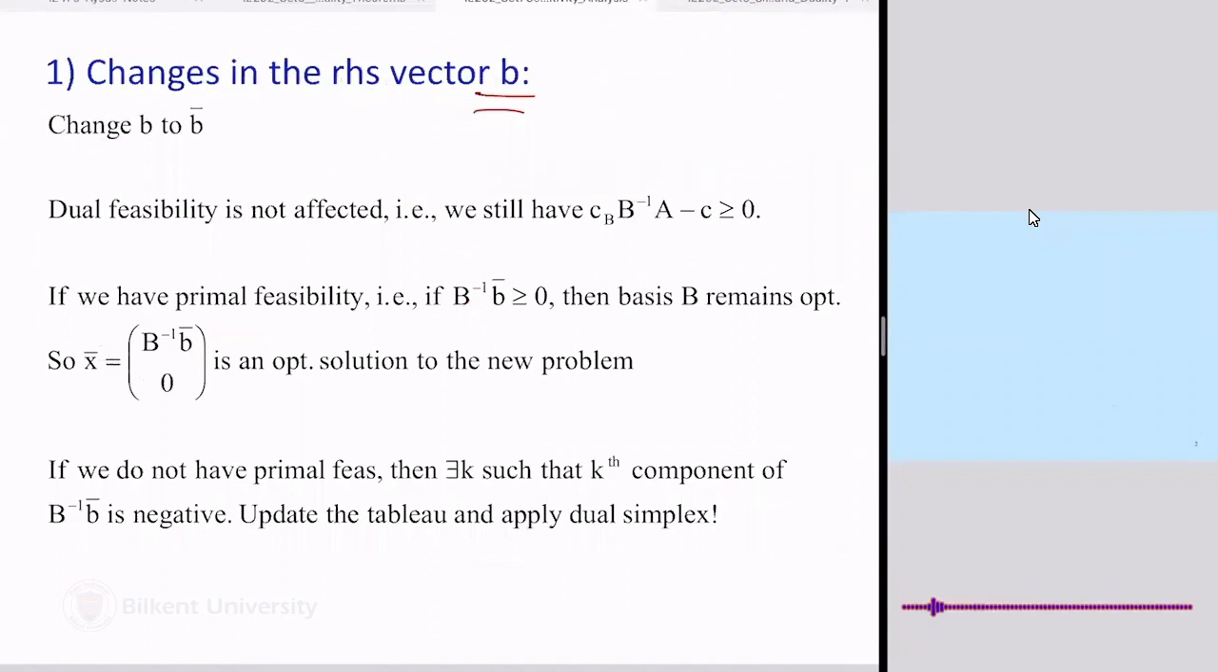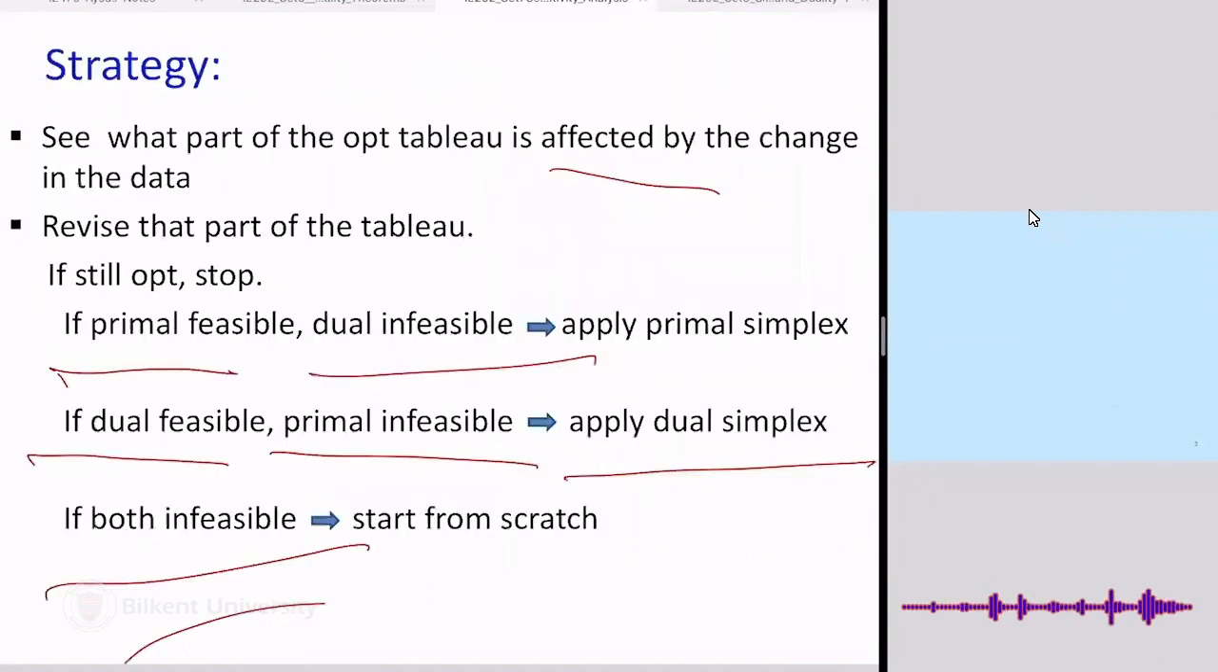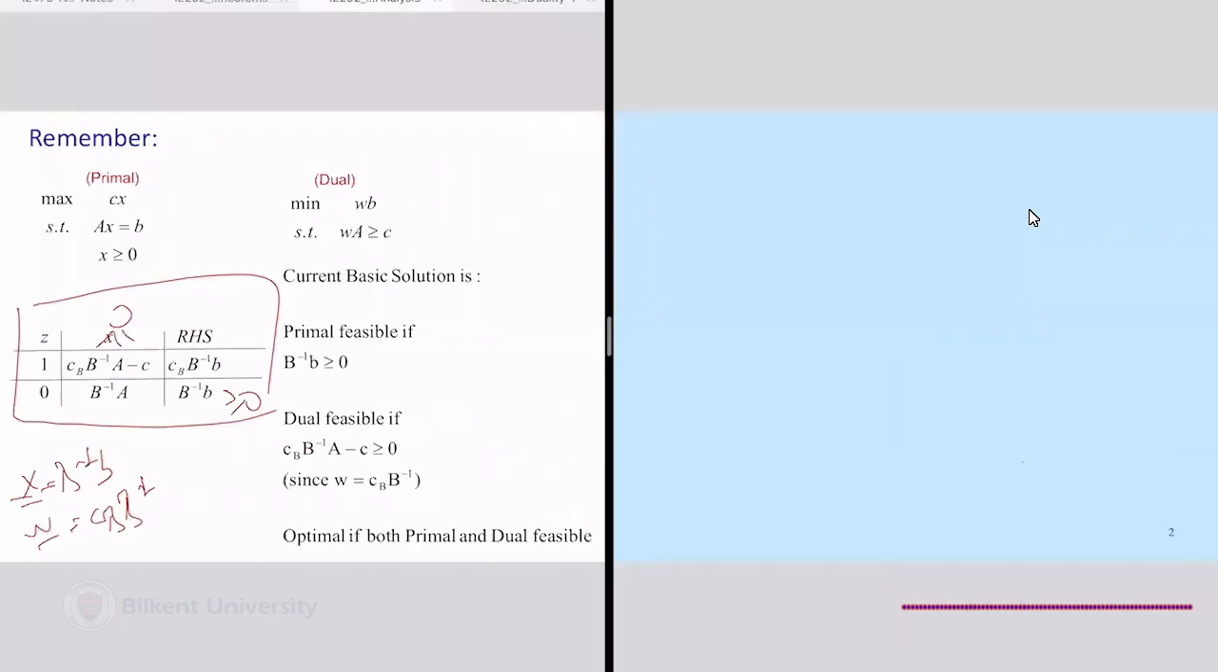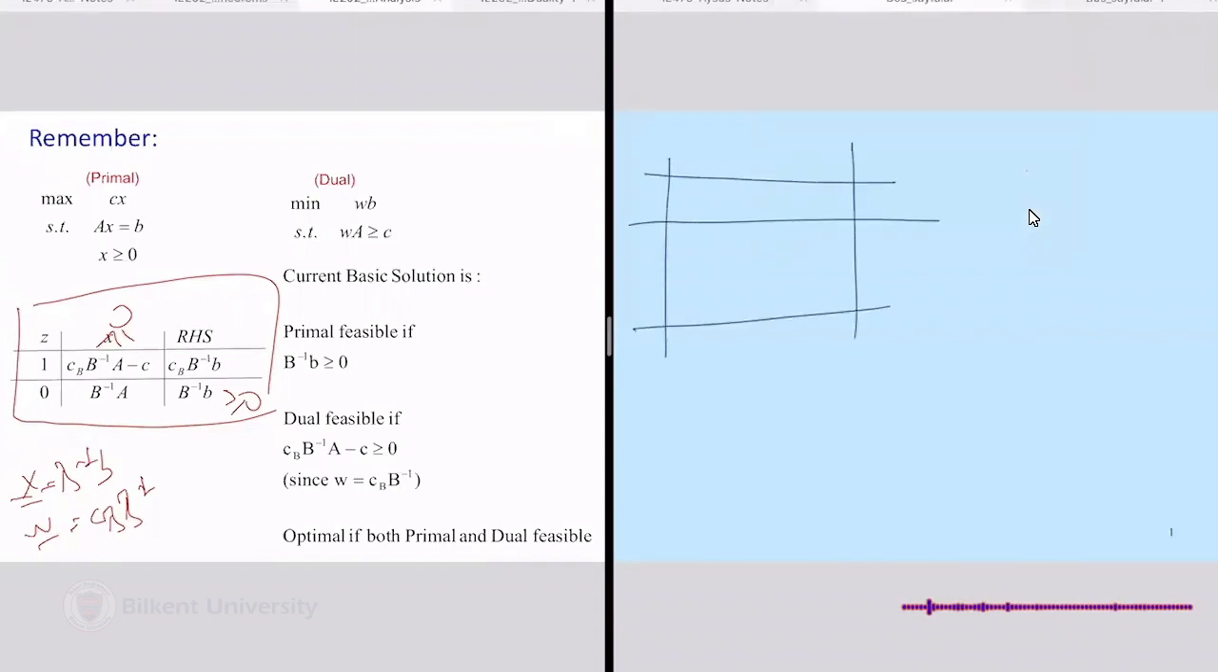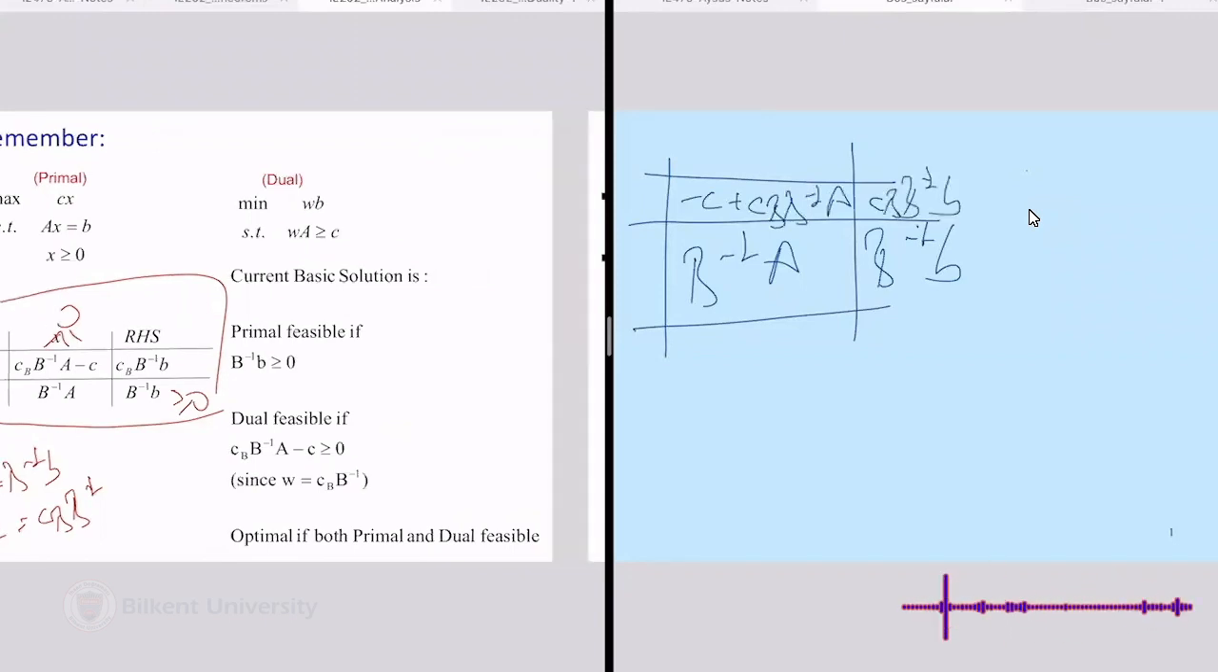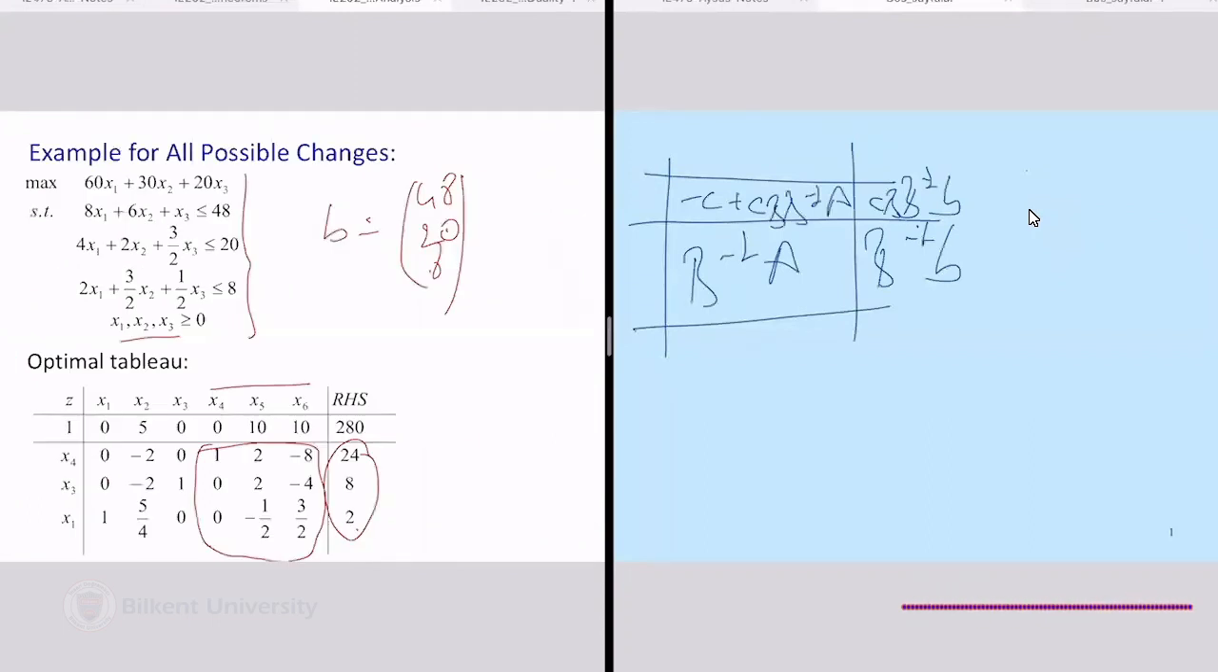Let's remember, what I'm going to do is I will write this table format here so that we may use it. So we have B inverse A in here, B inverse b in here, minus C plus CB B inverse A in here, and CB B inverse b in there, all right? Now, when b is affected, let's see where b is in this table, all right? The right-hand side vector, little b.